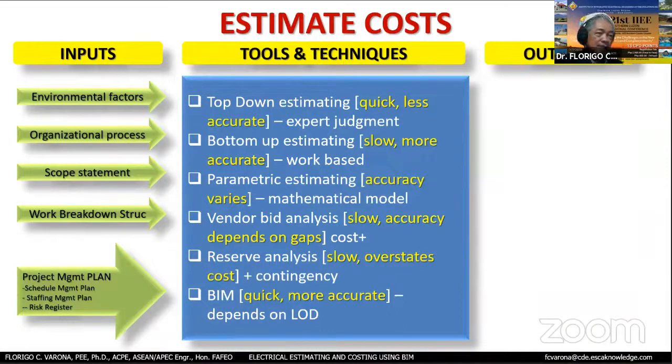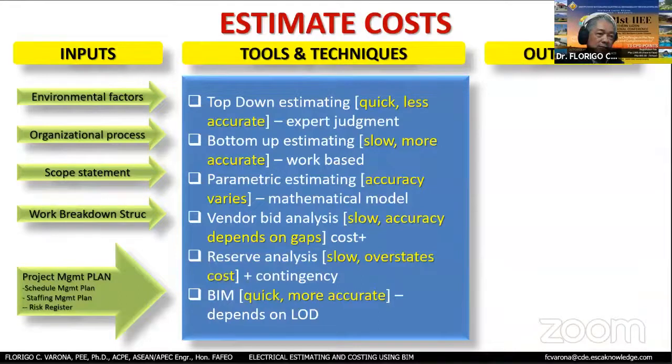The other one is parametric estimating, but the accuracy varies depending on the mathematical model. In the parametric estimating, maybe you get the area, or you get how many floors, and you are able to already come up with possible cost based on dimensions, based on the routing.